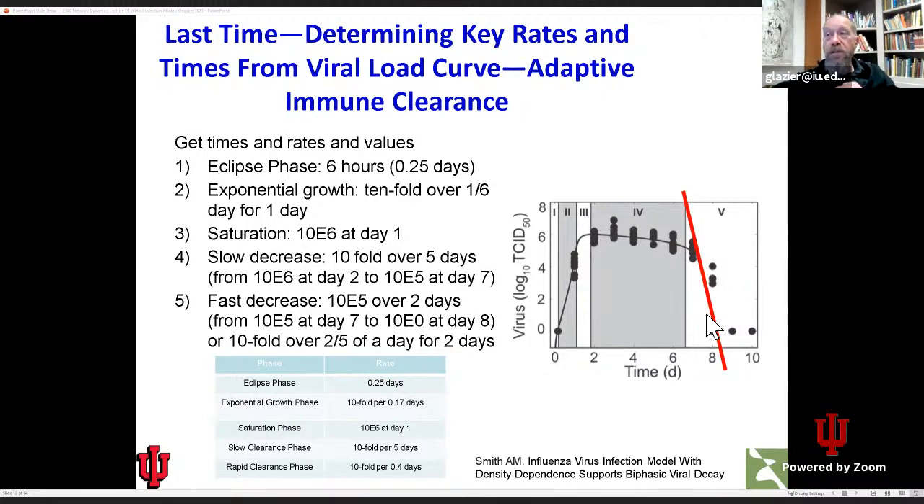And so we can then convert everything into units of tenfold per how much time. In this case, it's tenfold over 2/5 of a day in the decay, the fast decay. The slow decay is tenfold over 5 days. That is, let's see, 5 divided by 2/5. So 25 divided by 2 is 12 and a half times faster in the tail. And the exponential growth was tenfold over a sixth of a day at the beginning. And so those are going to be the rate constants we're going to need when we begin to build the model.